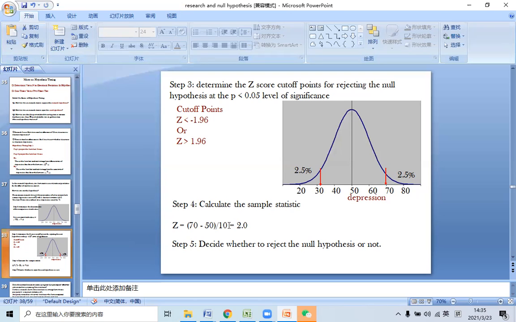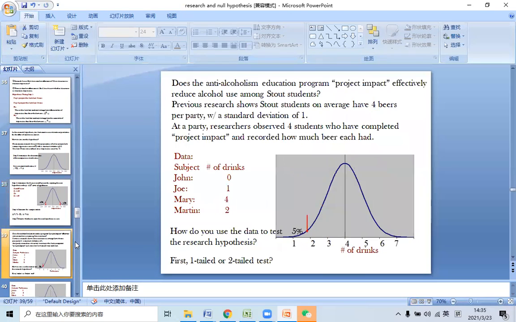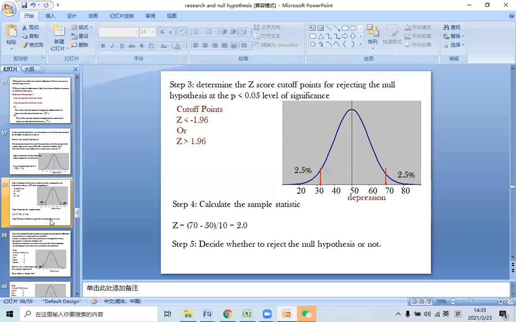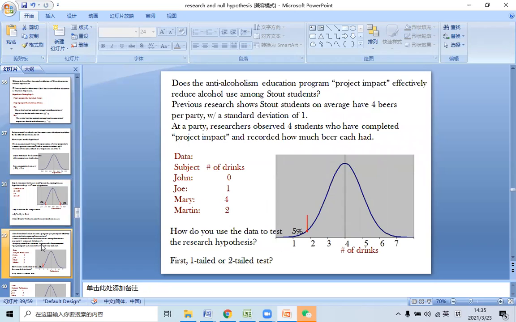That's the process of hypothesis testing. In that case, we used a single score. Your data is a single data point, a single person, one person having 5 beers. Usually, we don't use one single person. We use a sample. In most research, your sample size is larger than 1. Let's look at a sample.